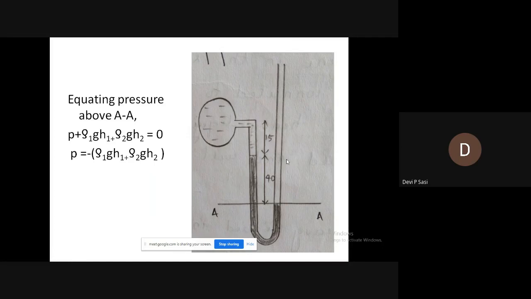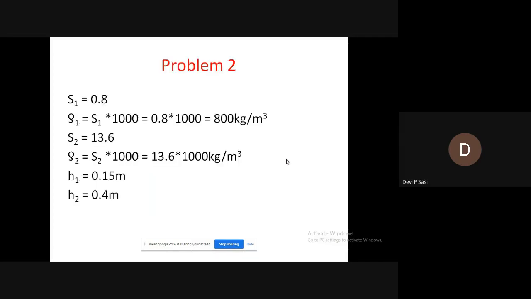Now here, let's come to the data. What is S1 here? S1 is 0.8. Then what will be rho 1? Rho 1 will be S1 into 1000, 0.8 into 1000, that is 800 kilogram per meter cube. Then what is S2? S2 is the specific gravity of heavier liquid. It is 13.6. Then what will be rho 2? S2 into 1000, that is 13.6 into 1000 kilogram per meter cube.